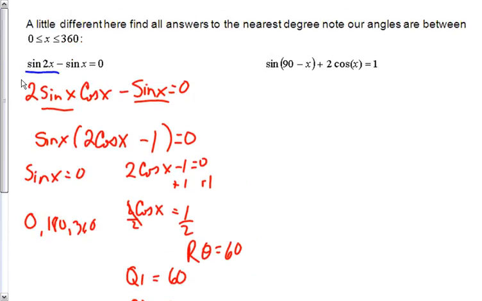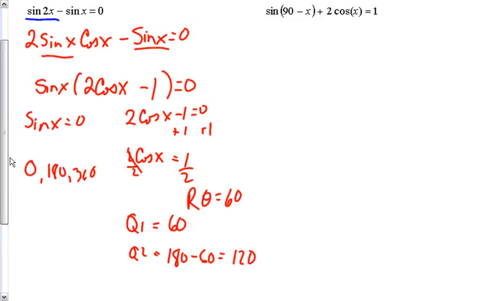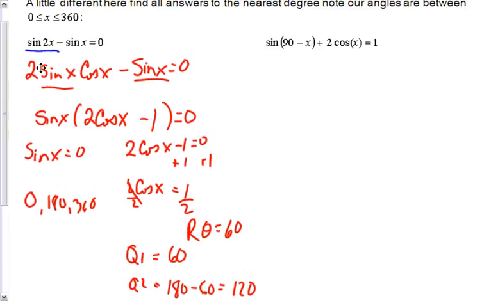We could check it if we wanted to. Just try 0. 2 times 0 is 0. Sine of 0 is 0. Sine of 0 is 0. 0 minus 0 equals 0. If we want something a little more complicated, we can do 60. 60 times 2 is 120.